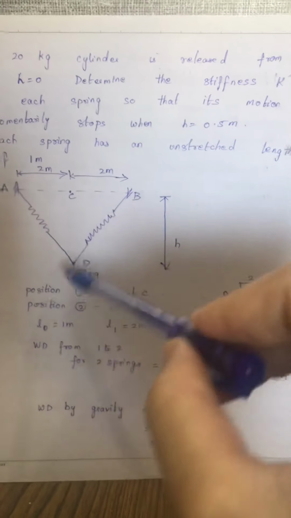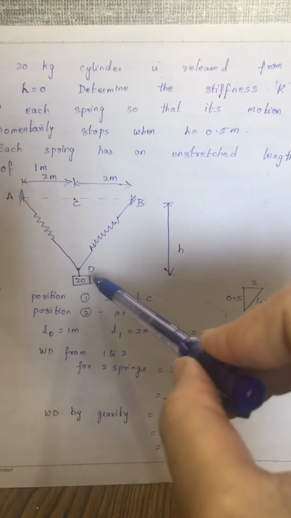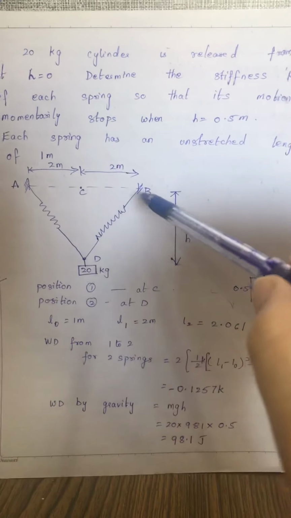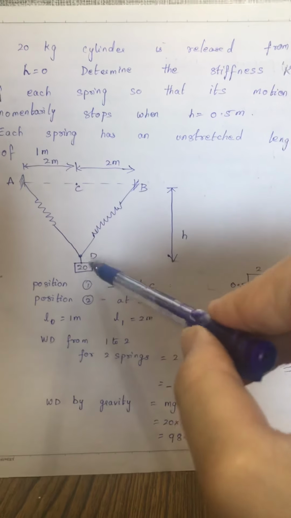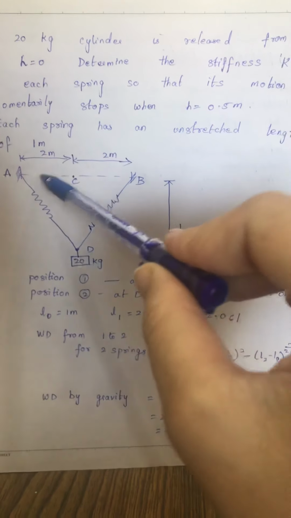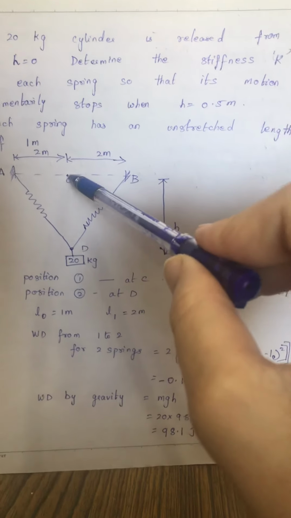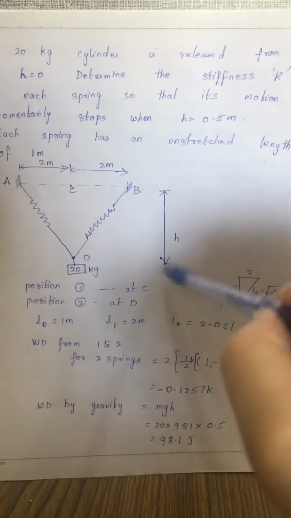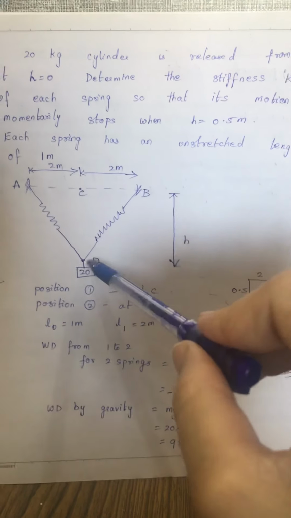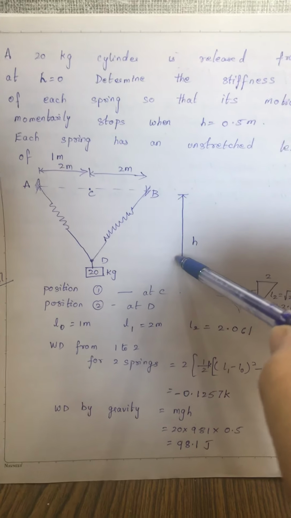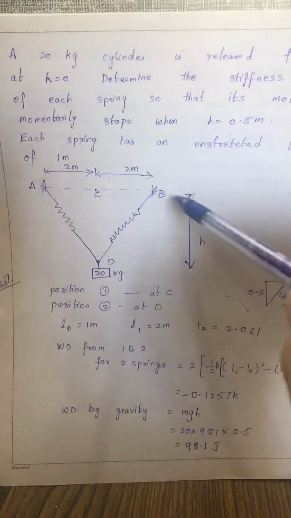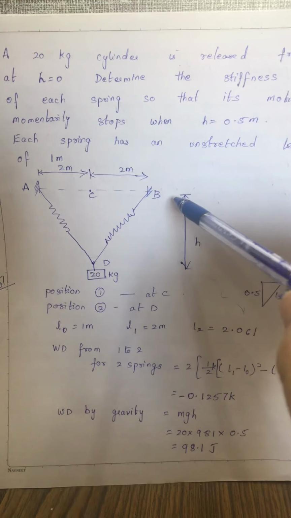So this is how a mass of 20 kgs is connected by two springs. It is given to you that initially the mass was here at C connected with both the springs, and then it is moving from C to D. So from h is equal to 0, that means from C, it is moving to h is equal to 0.5 meters. Okay, you need to find the spring constant K.